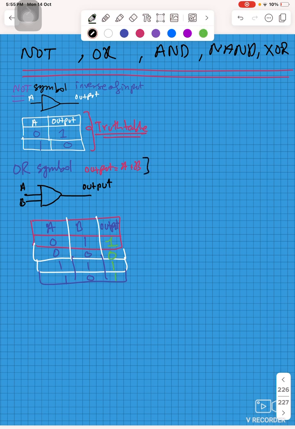Here when we say A plus B, some people say 1 plus 1 is 2, not 1, but here we're talking about Boolean algebra. There's something known as Boolean algebra, a branch on which these things work.